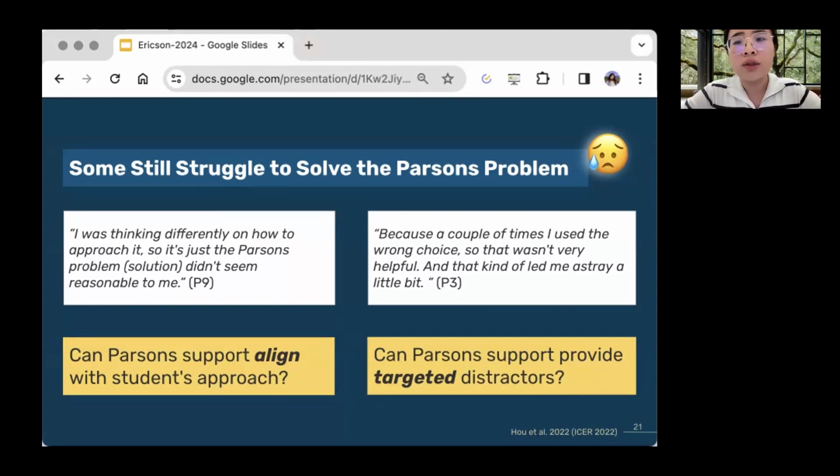Also, three students expressed dissatisfaction with the use of distractors during the practice. They found that showing distractors sometimes hindered their ability to work through the questions smoothly. Also, because the distractors were created by experts, they did not always align with the students' own thought process, leading them to deviate from the correct answers more easily. So we were thinking, can Parsons support align with the student's approach? And also, can Parsons support provide more targeted distractors rather than the distractors provided by the experts?